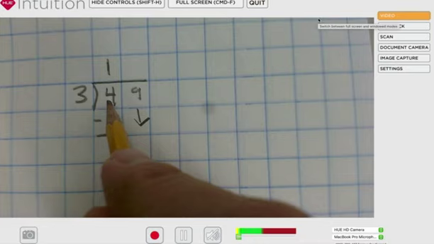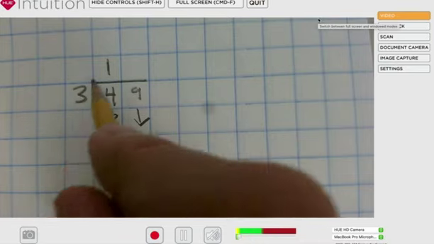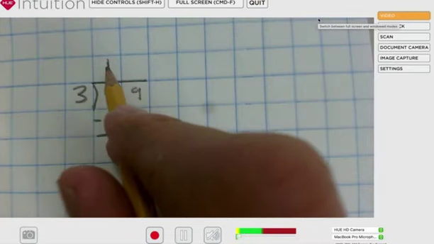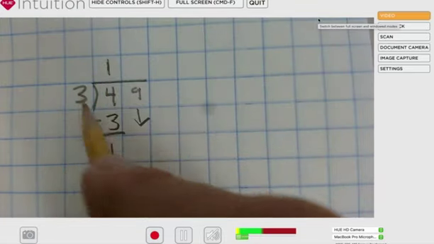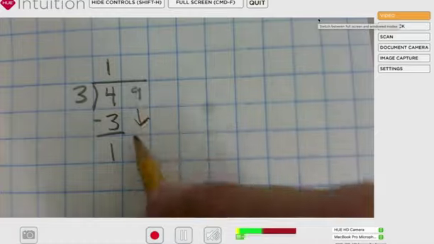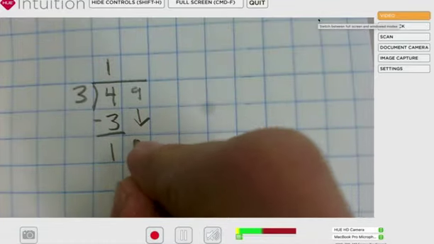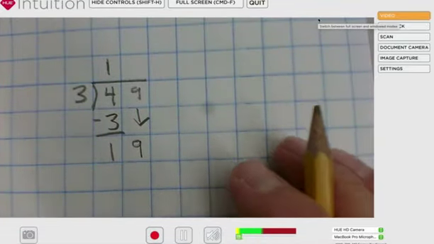Find how many 3s you can take out of a 4. Multiply: M, father, mother. 1 times 3 is 3. Sister, subtract. Brother, bring down. The 1 becomes a 19. Now we're going to skip count by 3s.